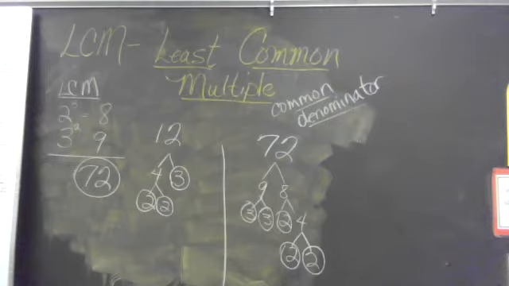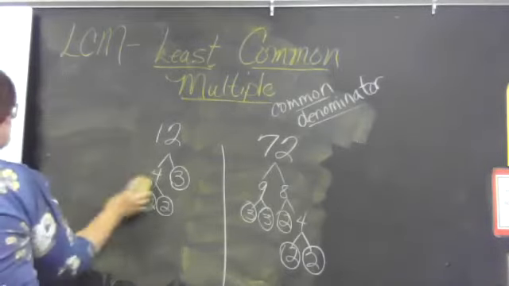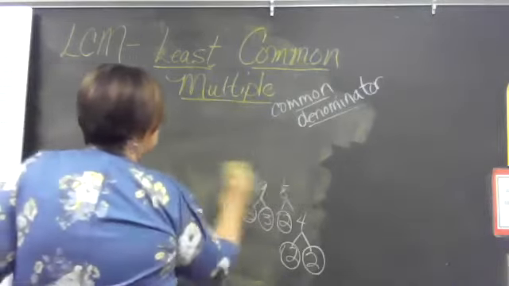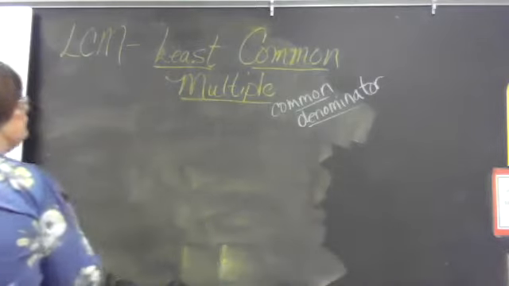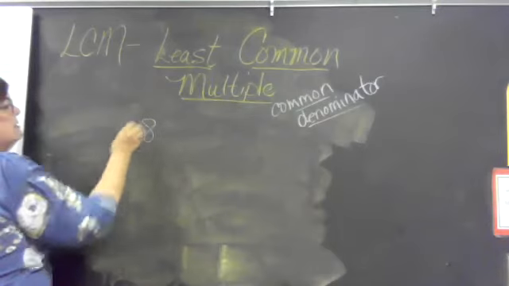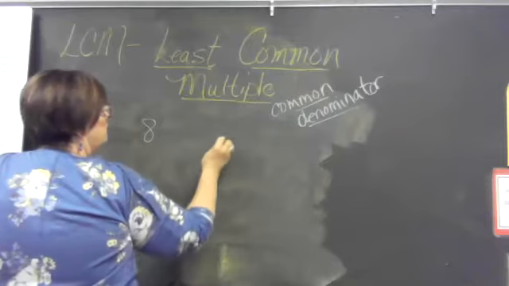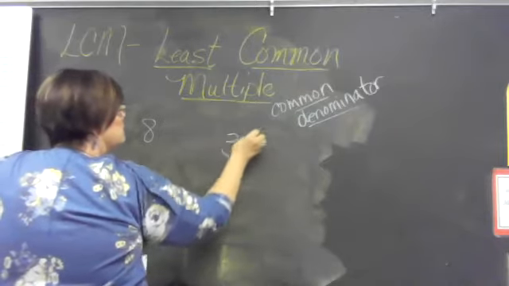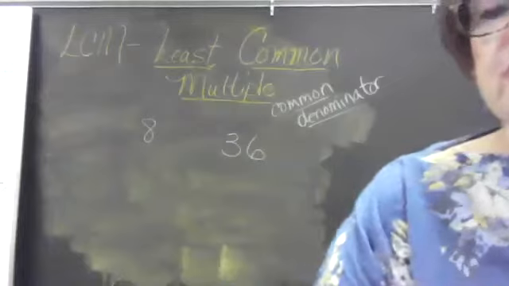Who's game to come do one? Okay. Let me get you a couple of numbers up here. And I want you to find the least common multiple between 8 and 36. Okay. This is Simon. I'll introduce Simon to you guys.